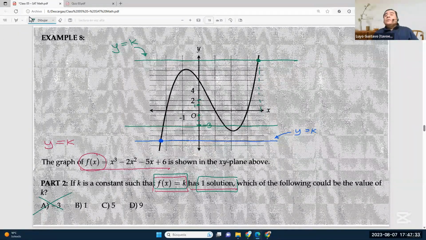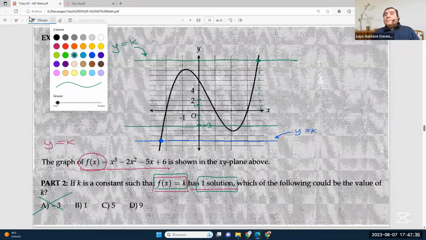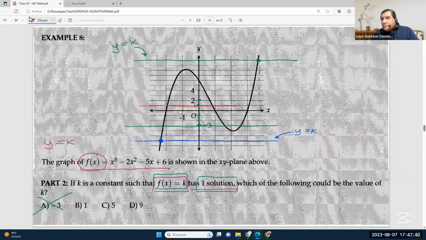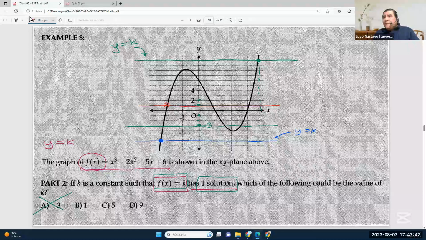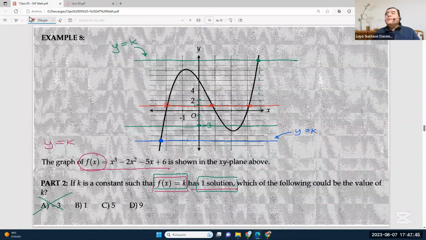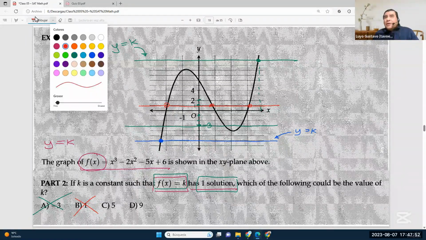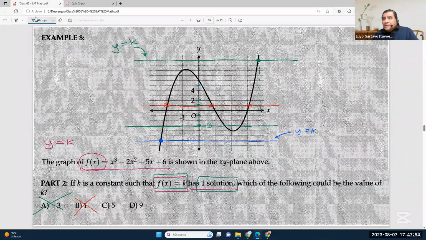What about k equal 1? Is that possible? K equal 1 is over here. Again, we have 3 solutions, not just one. Cross out this one. What about k equal 5? 5 is here. Take a look at this. This is the passing point for the line. Again, we see 3 different solutions, not just one. So we have already crossed out 3 options. The correct one must be the last.